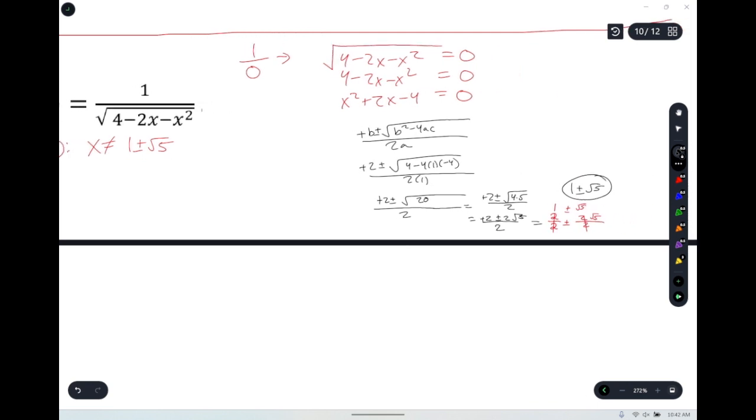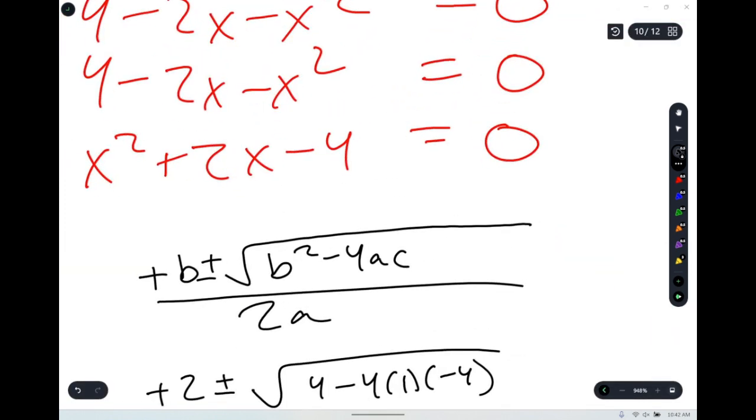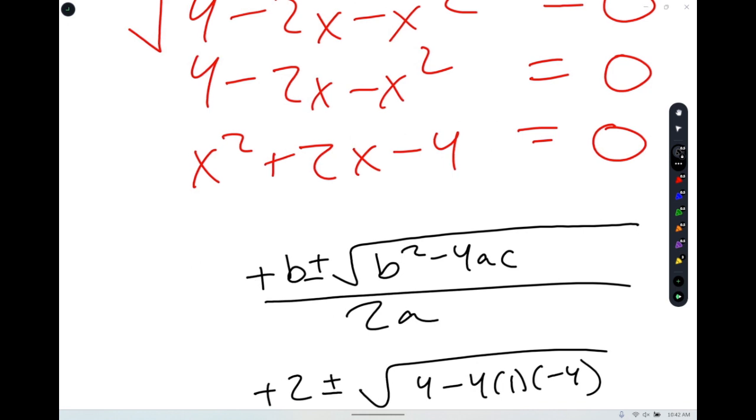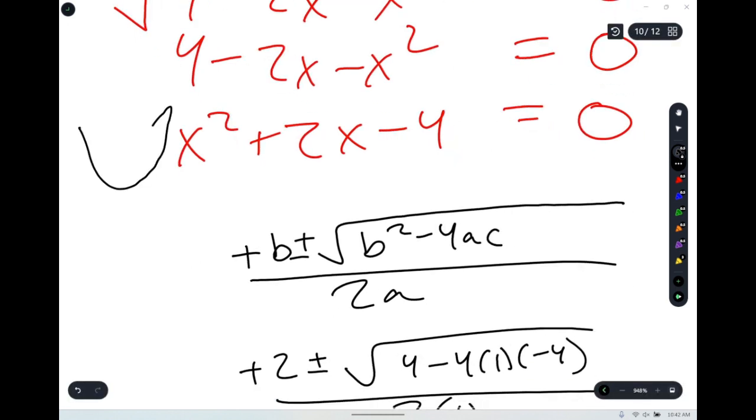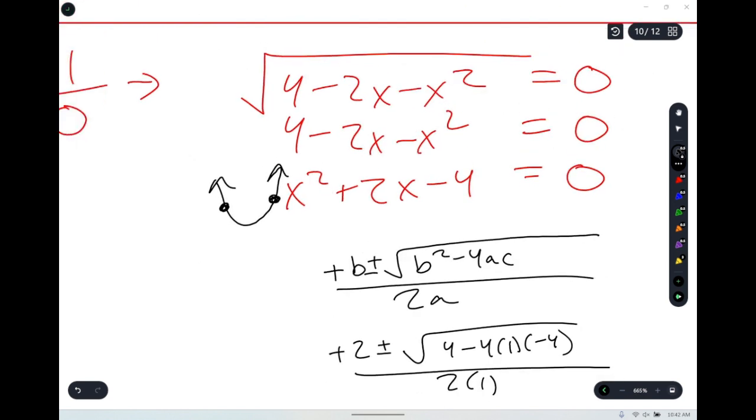You could plug in two numbers, or I'll give you the easier way. You could look at what shape that is. Which way does it face? Upward facing parabola. So what does that mean? The two roots, where is it negative? Between the two roots or on the sides of the two roots? If it's an upward facing parabola, where is it negative? Right there, right? Between the two roots are negative.